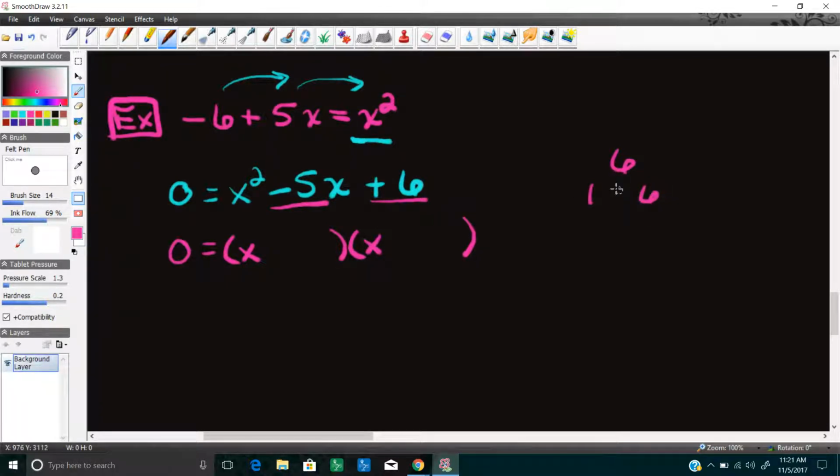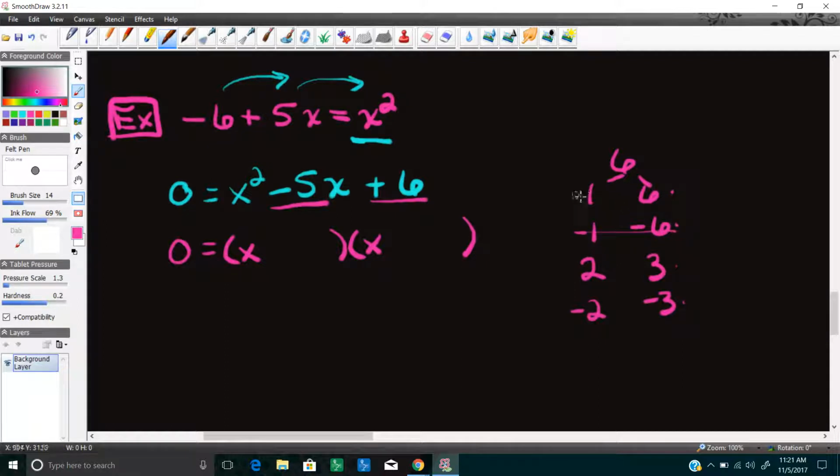I know that 1 times 6 is 6. I know that negative 1 times negative 6 is positive 6. I also know that 2 times 3 is 6, and negative 2 times negative 3 is also 6. So the mistake people want to make for this one is they want to choose one of these two because they know that 6 minus 1 is 5. But remember that our 6 is positive, so that means they both have to be positive or they both have to be negative. And if that's the case, we can't choose 1 and 6. So we're going to have to choose one of these two.